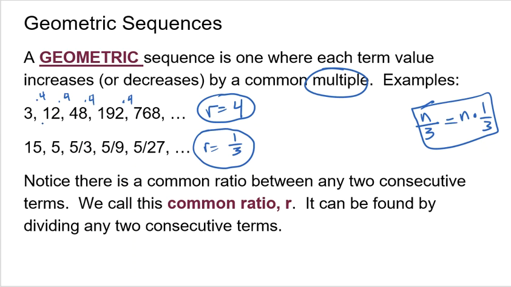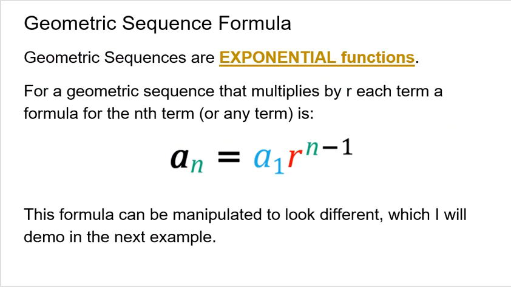So again, it's easy to see if I just do second divided by first. 12 divided by 3 is 4. There's my common ratio. 5 divided by 15 is 1/3. There's that common ratio. And that common ratio is going to be really important when we move forward in finding the formula for any term.